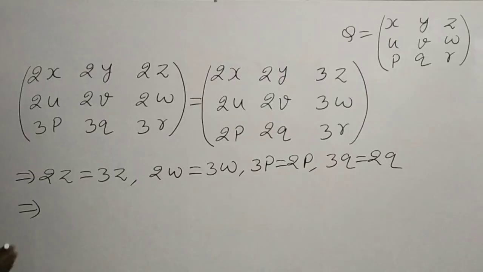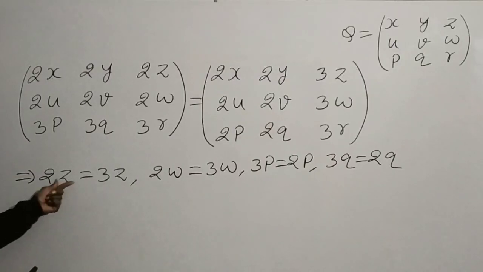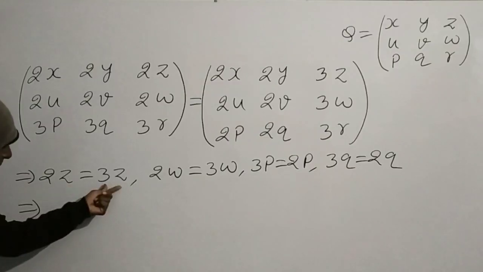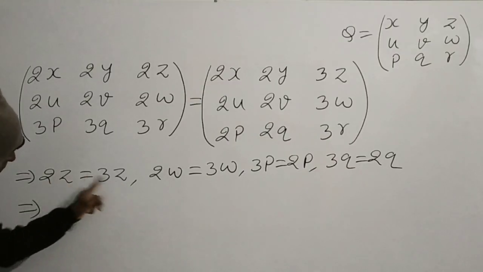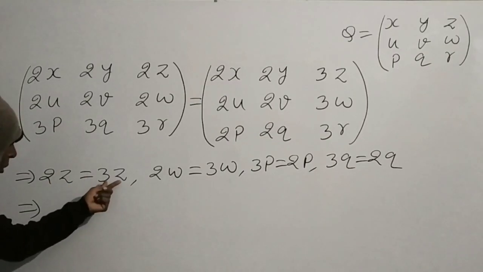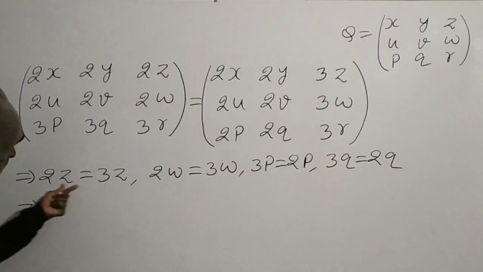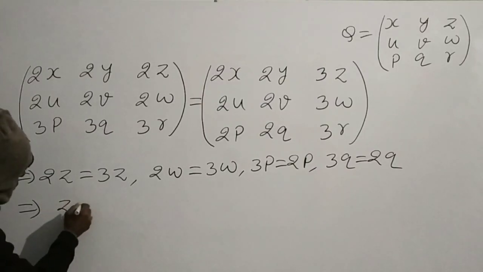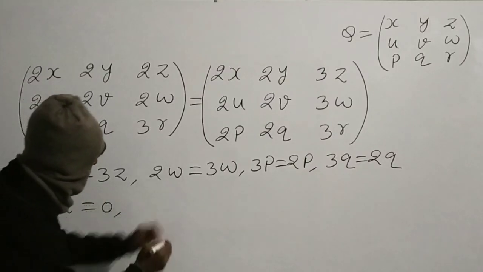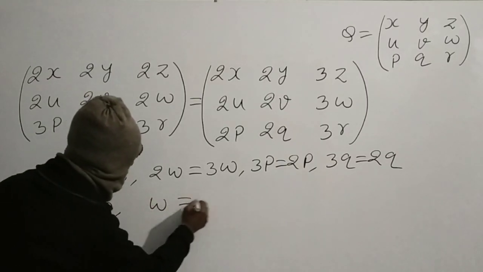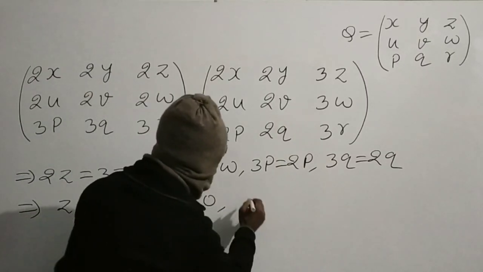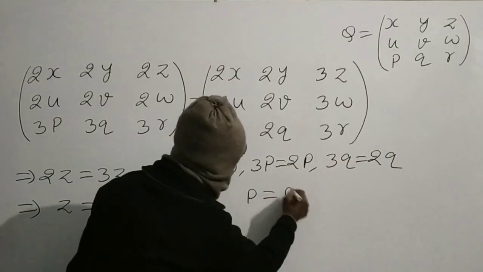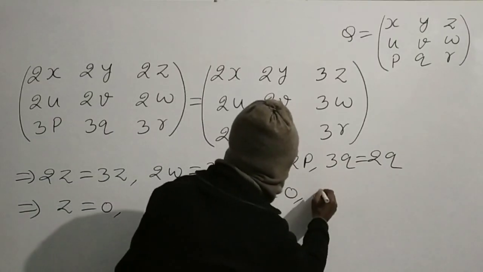This implies 2z is equal to 3z. If we shift this 2z to the right hand side, then 3z minus 2z will be z on the right hand side and 0 on the left hand side. That means z is equal to 0. Similarly, w is equal to 0, p is equal to 0, q is equal to 0.